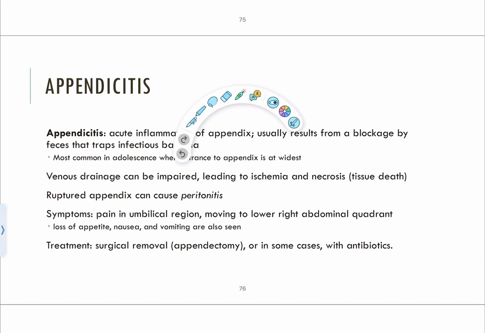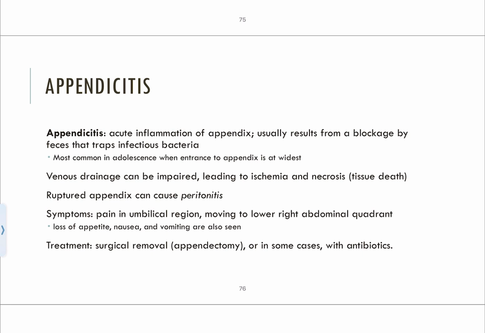So just a little bit about appendicitis, because it is fairly prevalent in society. That's when you have acute inflammation of your appendix, resulting from some sort of blockage, usually feces. If we have a blockage in our appendix, it's going to trap that bacteria. You're going to be unable to empty the contents, and your appendix is going to swell, which isn't going to allow for venous drainage. If you have a ruptured appendix, it can lead to peritonitis.